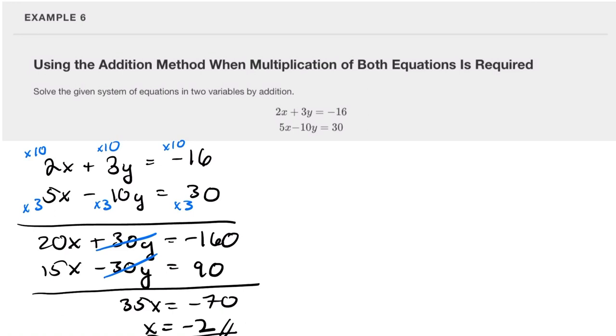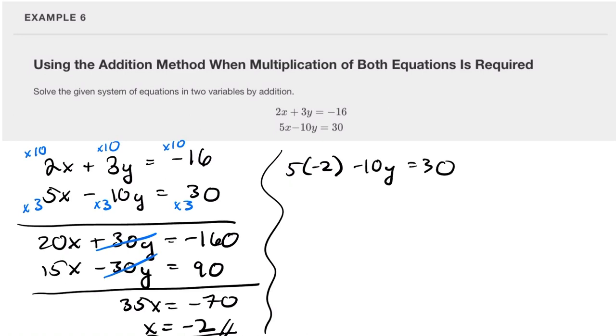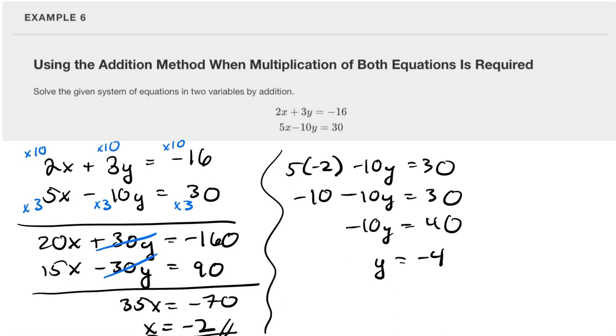Okay, I am going to plug this into the second equation because I feel like it might be easier. I'm just choosing one. So if x is negative 2, then we have 5 times negative 2 minus 10y equals 30. So that's negative 10 minus 10y equals 30. Add 10 to both sides. Negative 10y equals 40. Divide by negative 10, y equals negative 4. So our claim is that the solution to the system is the ordered pair negative 2 comma negative 4.